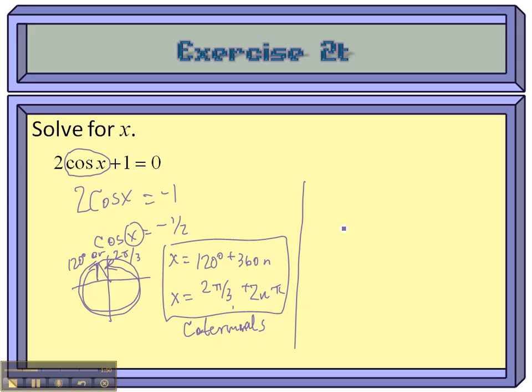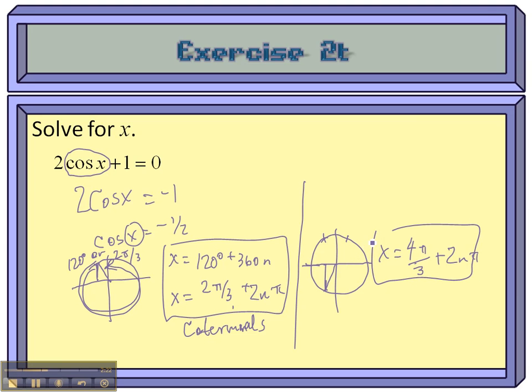Coterminals. Okay. You have to find on the unit circle another place where cosine is also equal to -1/2, and that's down here in quadrant 3. Let's do this in radians. This looks like it's a third, so we got 1/3, 2/3, 3/3. This is 4/3. X equals 4 pi over 3, and then add in all of the coterminals, 2n pi. So there's all the solutions.